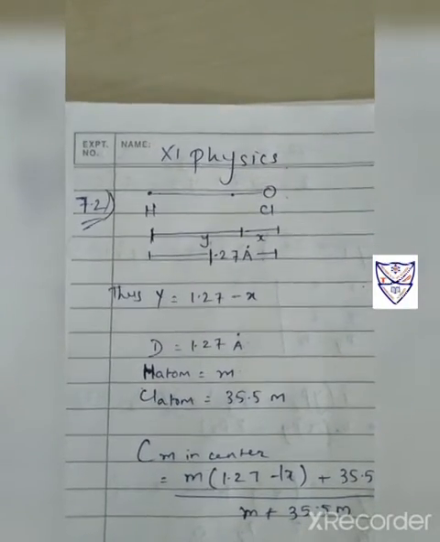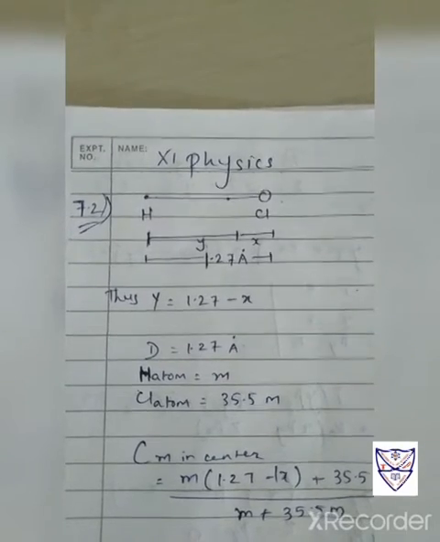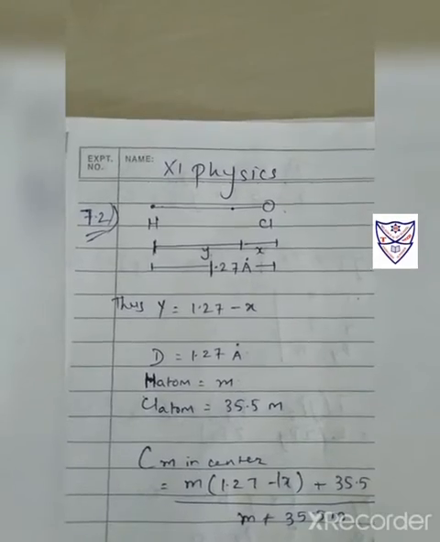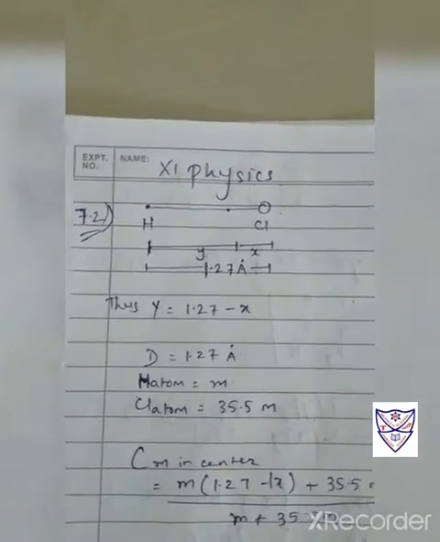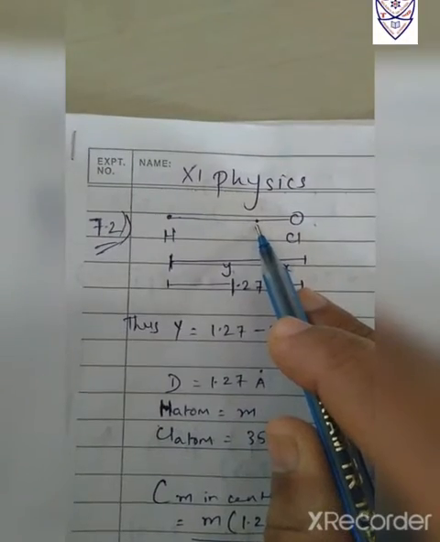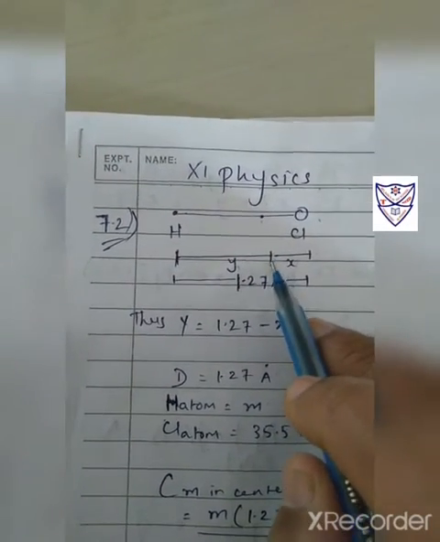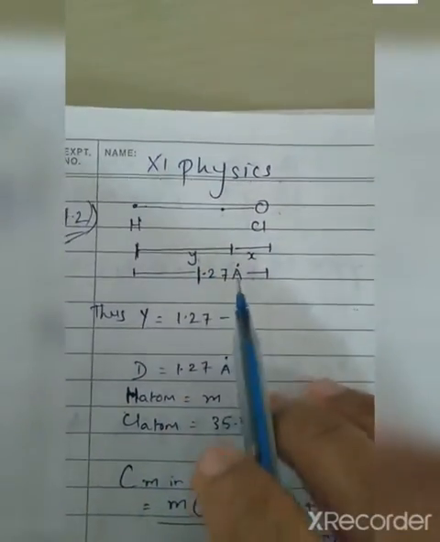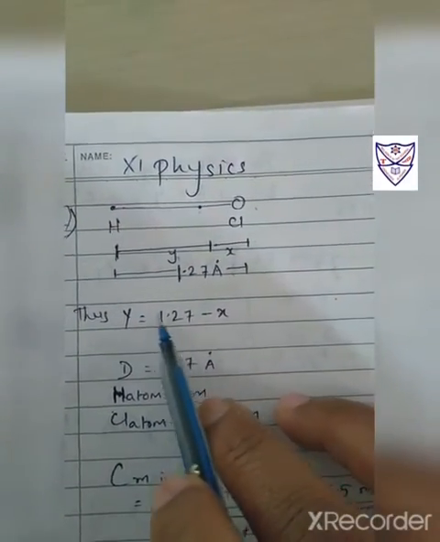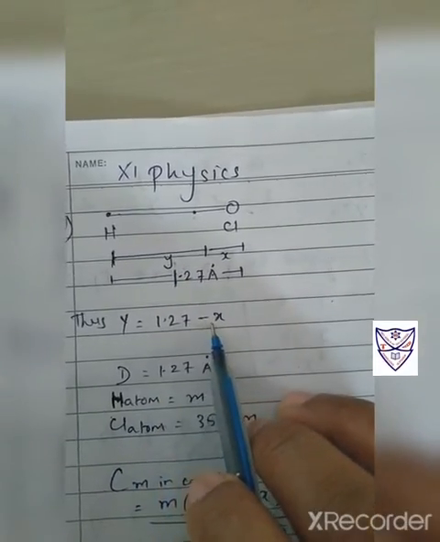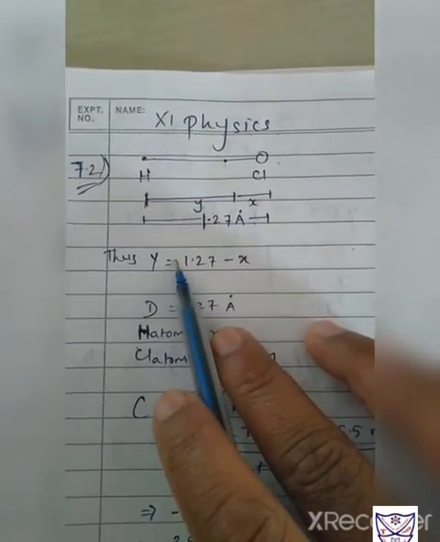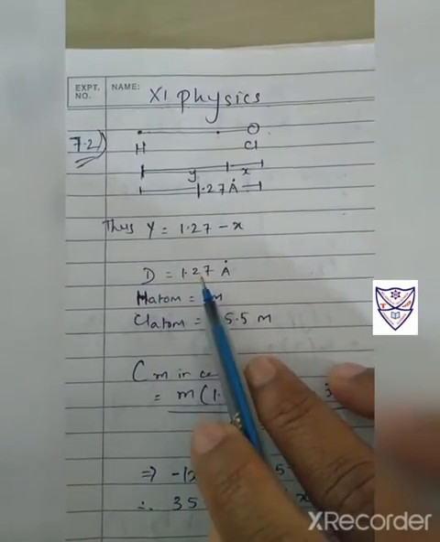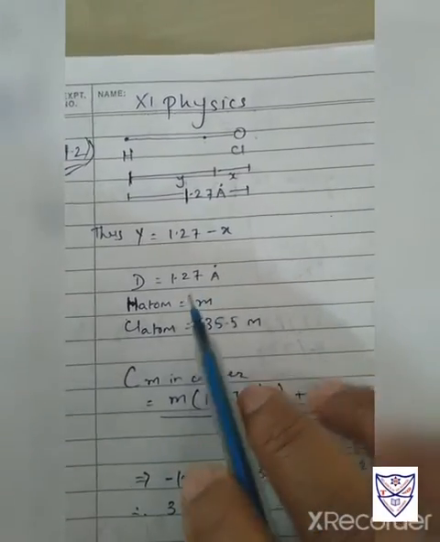Now see the next sum where they have given HCl as a molecule having the distance between two atoms H and Cl as 1.27 angstrom. Consider this point as your center of mass, and I'm supposing from here to here as X and here to here as Y. But you know the total is 1.27, so you can write Y is equal to 1.27 minus X, or you can take it in terms of X, it depends on you. Here, as we know, the total distance is 1.27 angstrom.